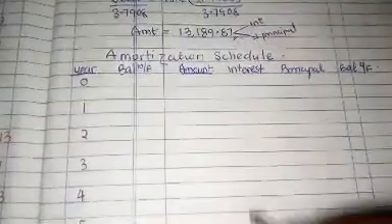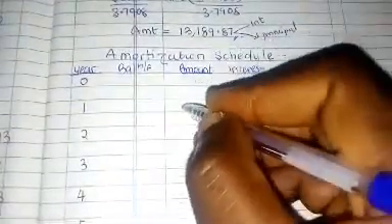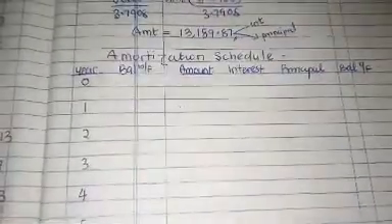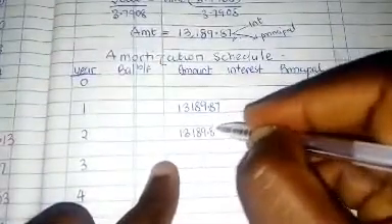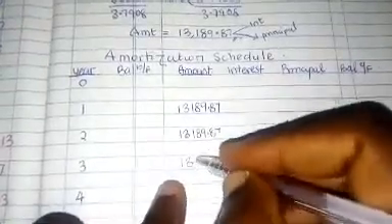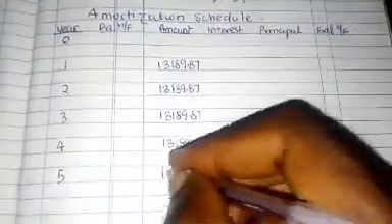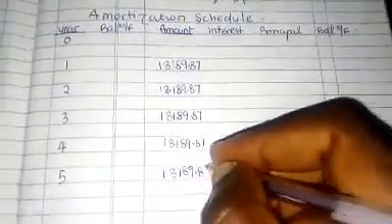Then the amount, that constant figure. You start paying from year 1, and it is a constant amount. This is what you pay. You just repeat this, and lastly we have 13,189.87.